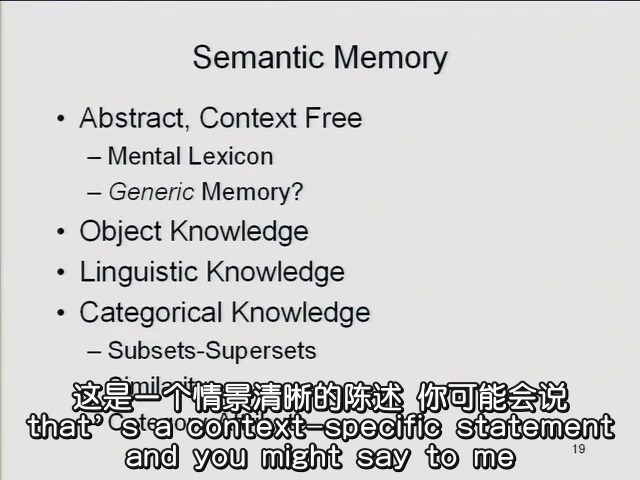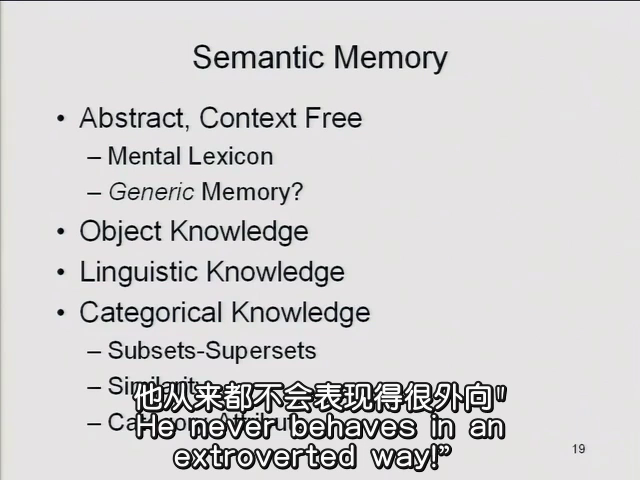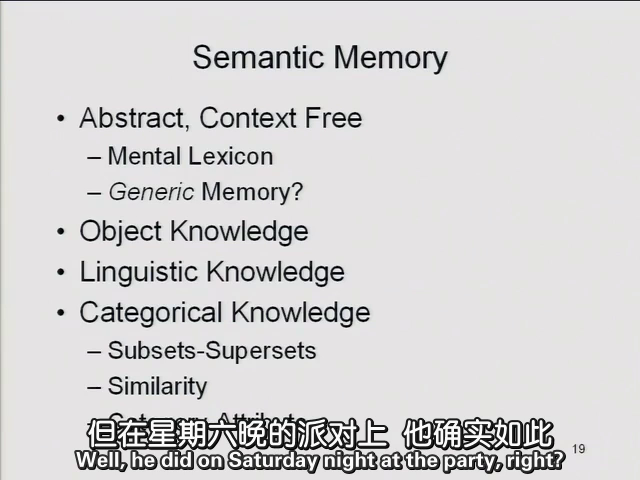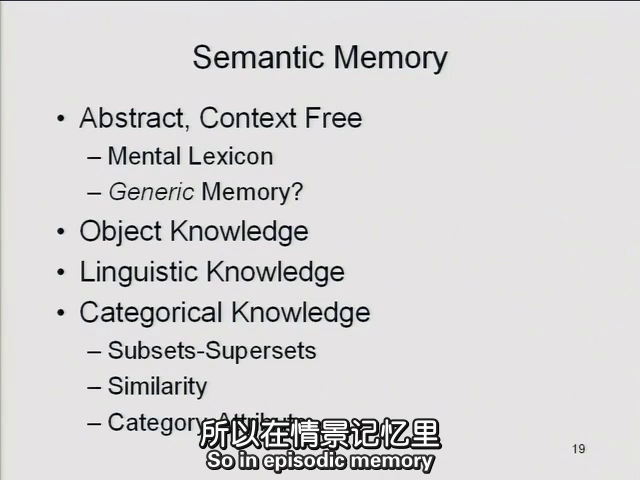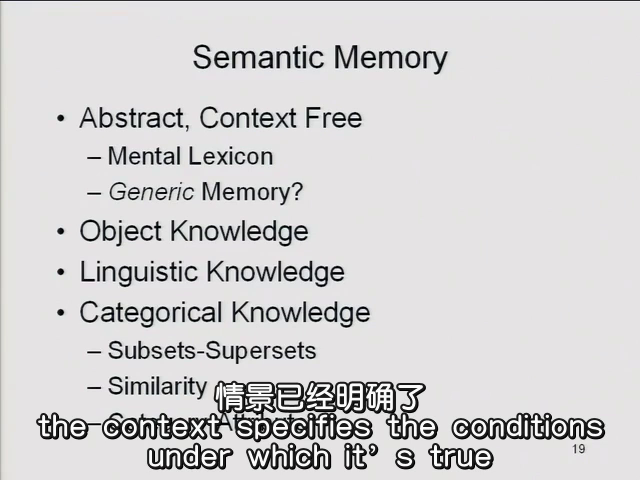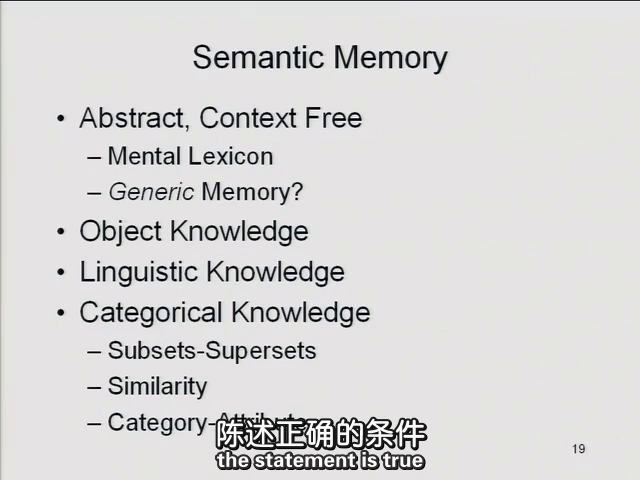So if I say to you, John behaved in a very extroverted way at the party Saturday night, well, that's a context-specific statement. And you might say, wow, what was going on? He never behaves in an extroverted way. Well, he did on Saturday night at the party, right? So in episodic memory, the context specifies the conditions under which the statement is true.